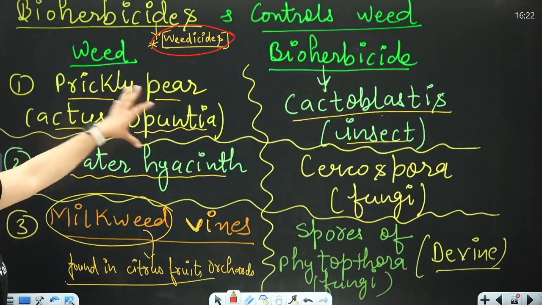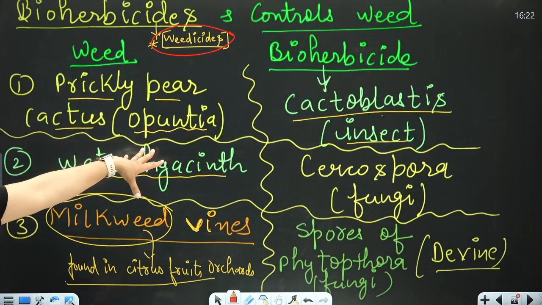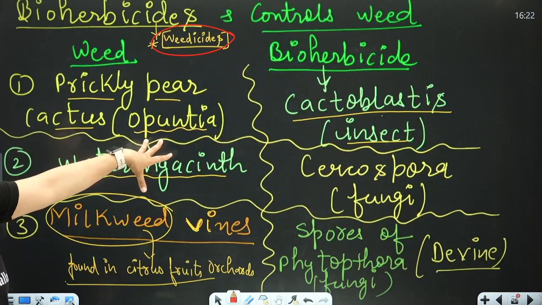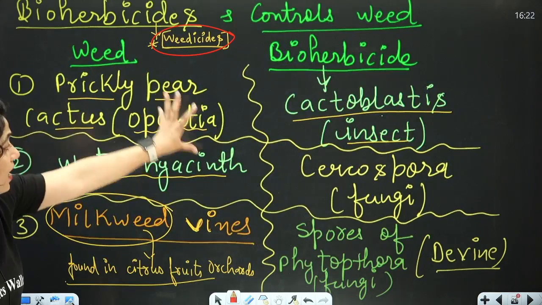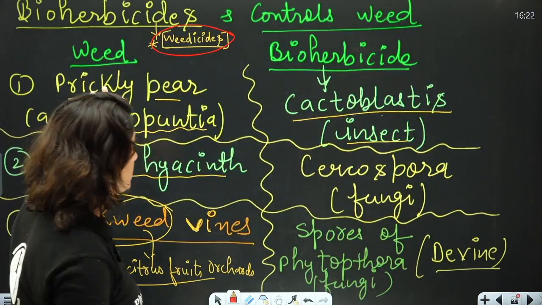So prickly pear cactus, it's a type of cactus also called Opuntia, a species of Opuntia. It naturally, prickly pear cactus naturally kills.